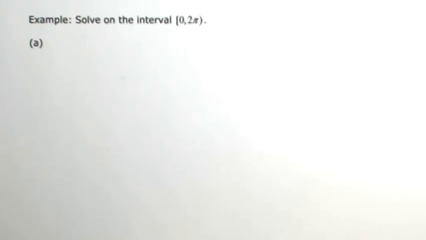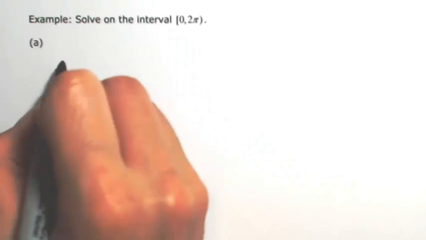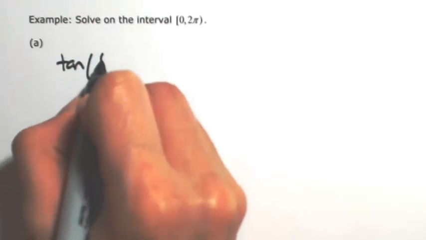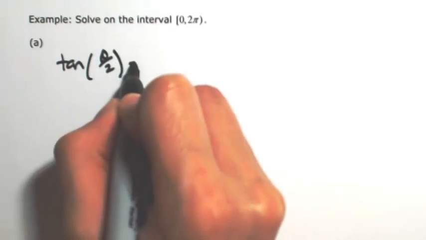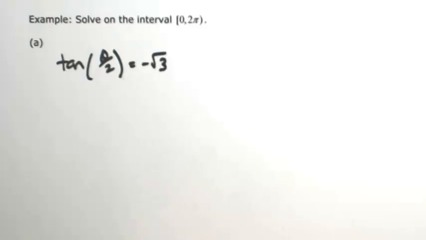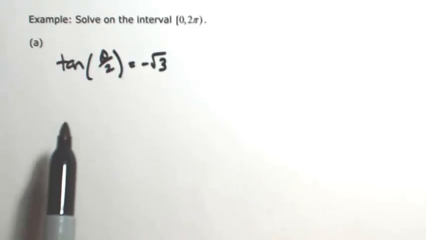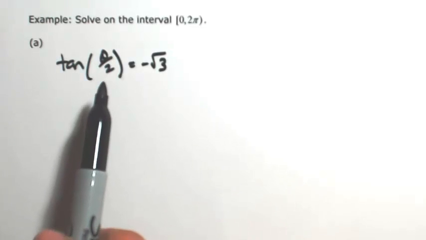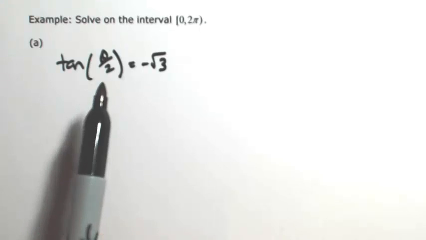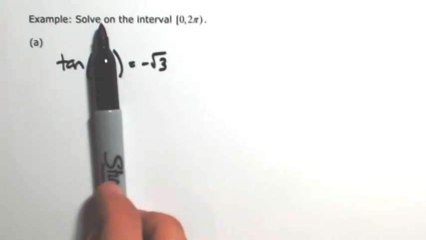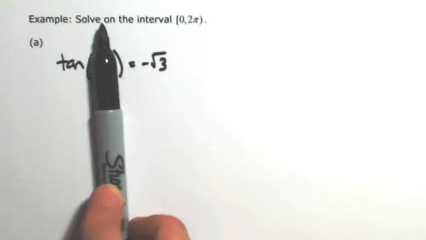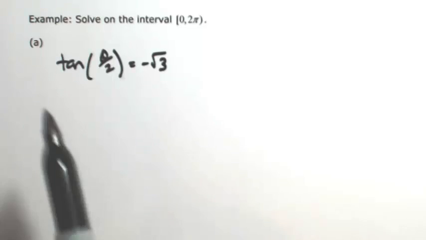Let's look at a couple of examples of trigonometric equations solving on the interval just between 0 and 2 pi. Say we have the tangent of theta over 2 equaling negative square root of 3. Notice that this is theta divided by 2, not just theta. So just for a moment, ignore that. Let's just find where the tangent of some angle is the negative square root of 3.